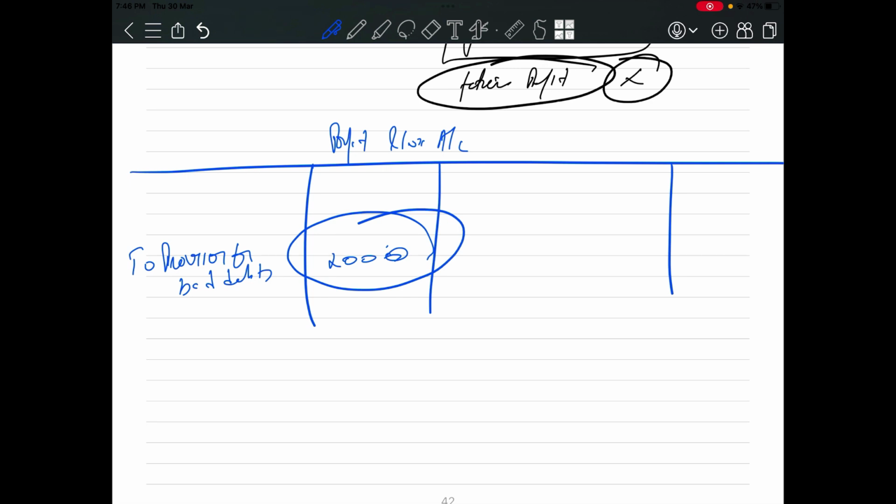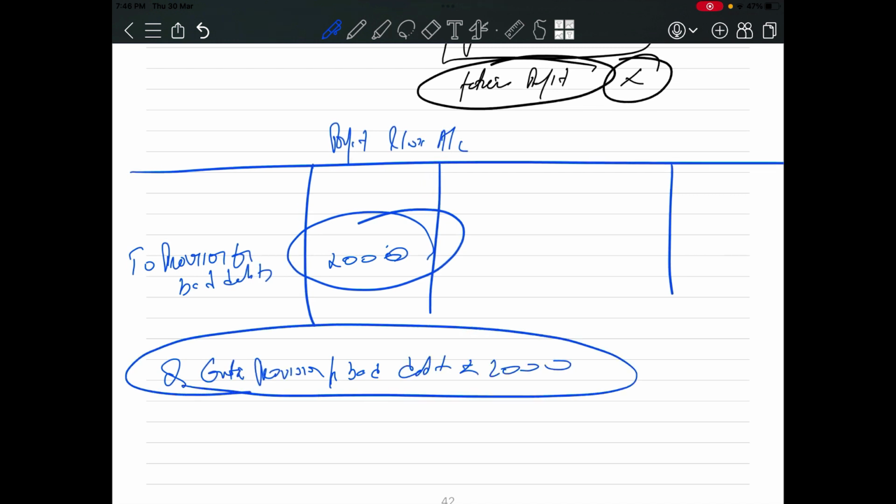We will be given questions. We will be given: create provision for bad debts, simple, rupees 2,000. This will be given in the question. You don't have to think about anything. You'll be given straightforward in the question. You just have to create provision. Here I have to debit P&L account with provision for bad debts.